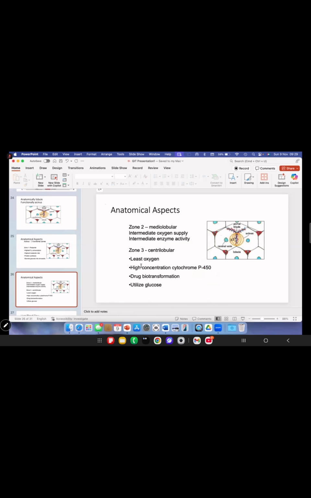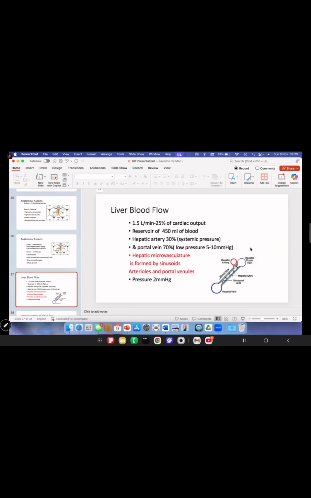Lobular එක මැද තියෙන්නේ least oxygen, high concentration of cytochrome P450, drug biotransformation, utilize glucose, right? This is the area with glycolysis at the same time, but it has high concentration of cytochrome P450, right? So, which I told, this is the hepatic portal vein, hepatic artery, and this is the other side, hepatic vein. Okay, this is the design.